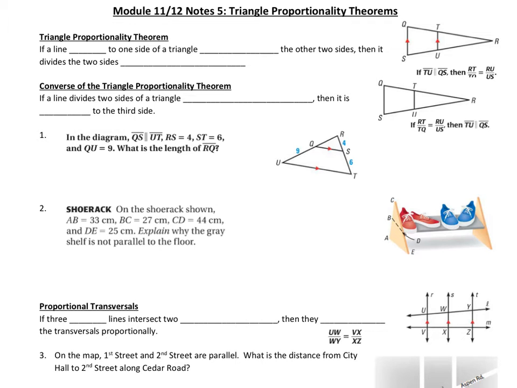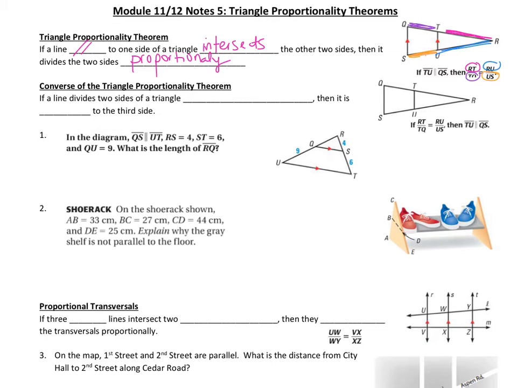In notes number 5, we're going to talk about the triangle proportionality theorems. The triangle proportionality theorem is if we have a line that's parallel to one side of a triangle and it intersects the other two sides, then it divides up those other two sides proportionally. So if you notice how I color-coded the ratio and proportion over here, we would have RT over TQ and then RU over US.